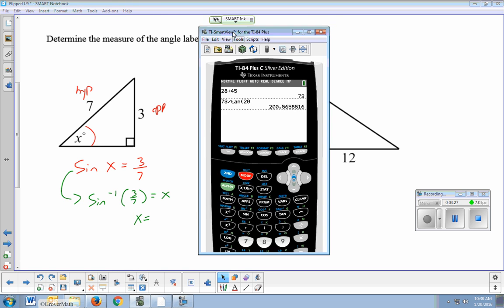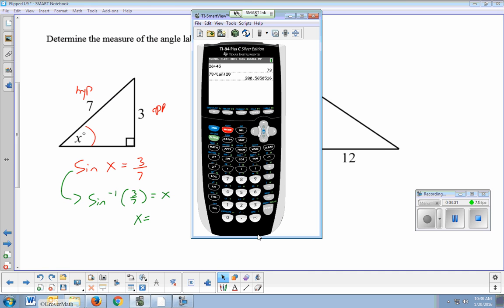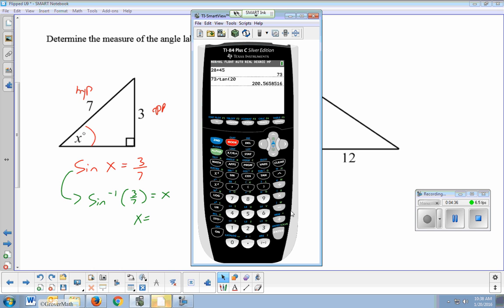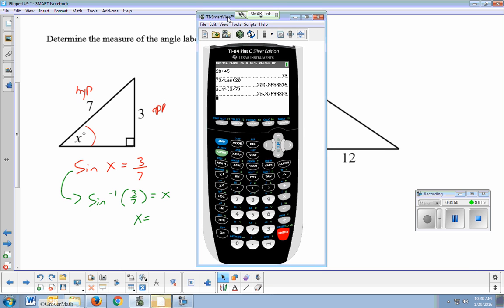We can type in inverse sine, which comes from second sine, 3 divided by 7. And that's going to give us the angle. And does it say what to round to? To the nearest tenth. So the nearest tenth is 25.4.